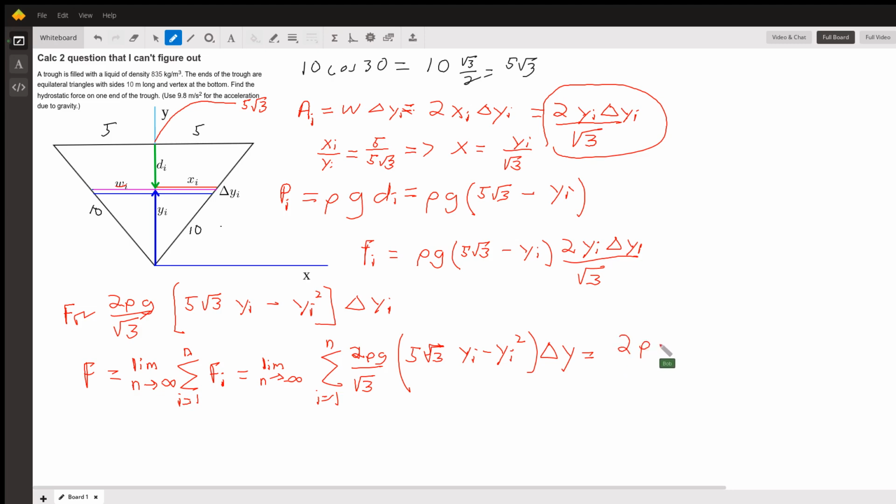And yes, using what we know about Riemann sums and their limits and everything, this turns into 2 rho g over root 3 times the integral from here all the way to here, which is 0 to 5 root 3, of 5 root 3 y minus y squared dy.